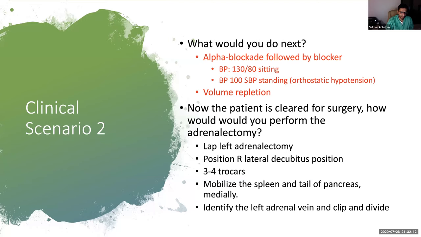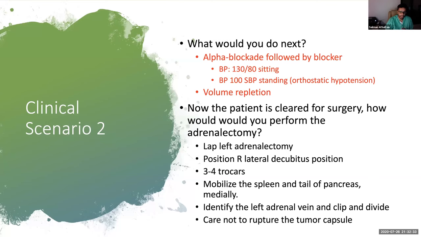You position the patient to the right lateral decubitus position, okay? All pressure area should be adequately padded. You place 3 to 4 trocars, depends, and then you went into the wrong plane. You're not going to enter the lesser sac, because to get into the adrenal through the lesser sac, you have to divide the pancreas, okay?